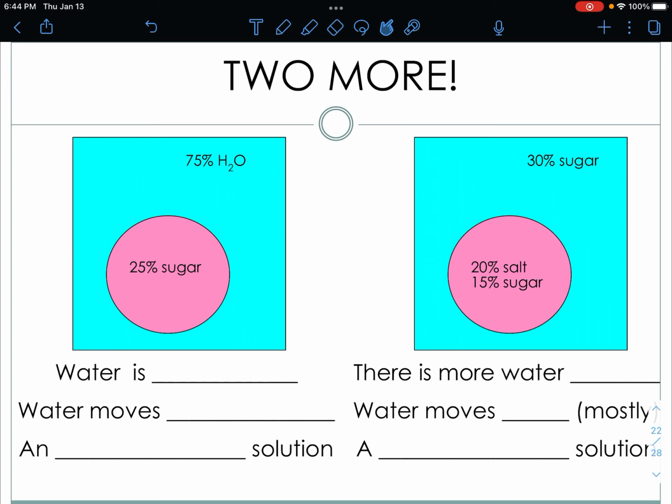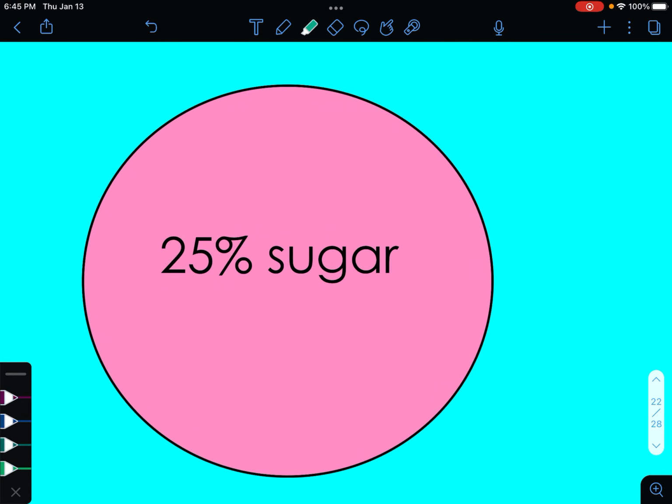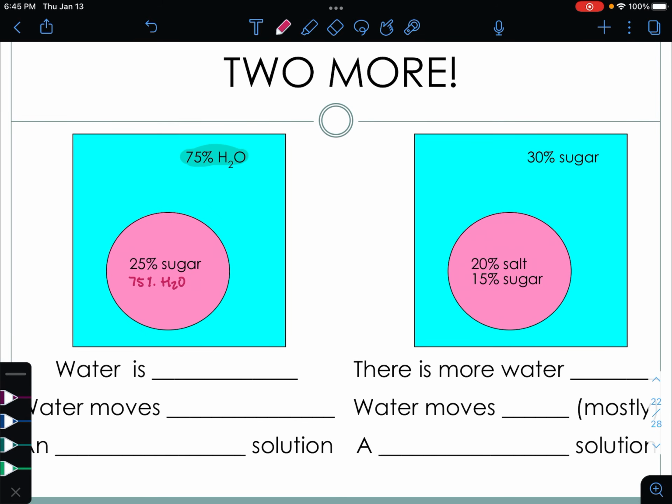All right, first thing I'm going to do, see if I could have the amount of water. I have 70% of water outside of my cell. Inside of my cell, it says I have 25% sugar. So if I subtract 100 minus 25, that means I have 75% water. So if I'm filling this out, water would be equal. And remember, just because it's equal, water is still going to move in and out. And if we're already at equilibrium, this is called an isotonic solution.